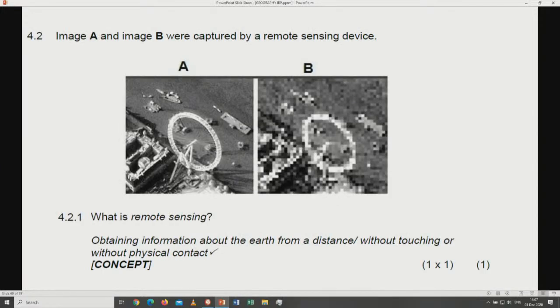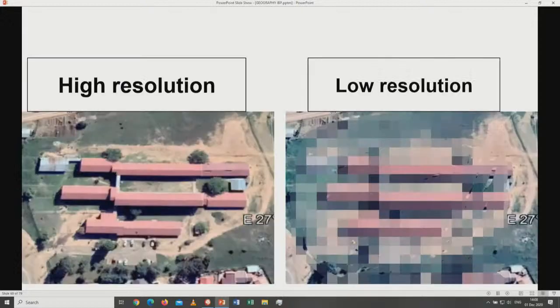All right, now let's look at this. Your Pongola question paper said, image A and image B were captured by remote sensing device. Okay. Now let's look at these two images. You can see that there's image A and B. And then the first question is, what is remote sensing? I said to you, I took this picture from my school. I took it from above. I was using remote sensing. I was using Google Earth. I scrolled down and then I cropped the picture.